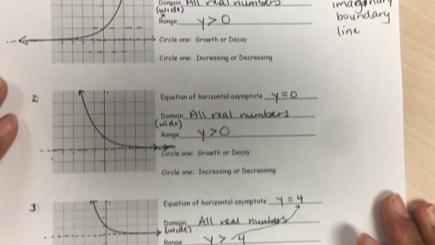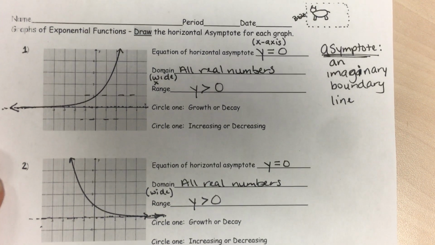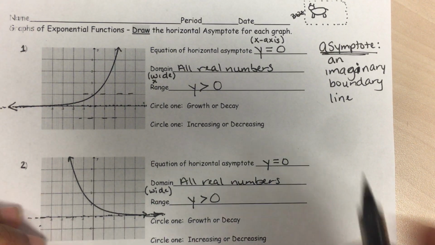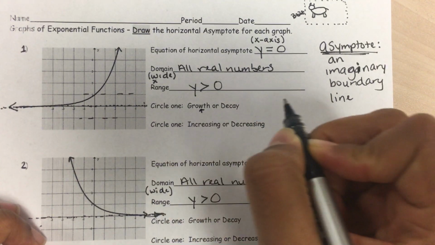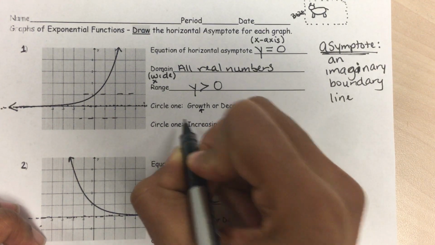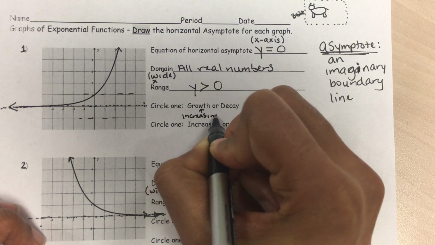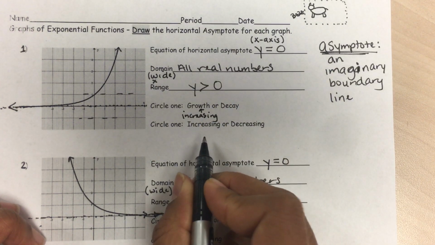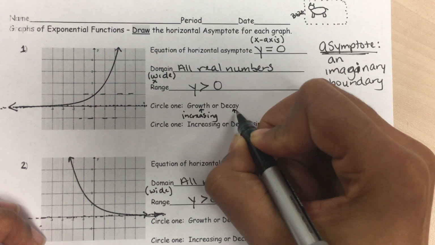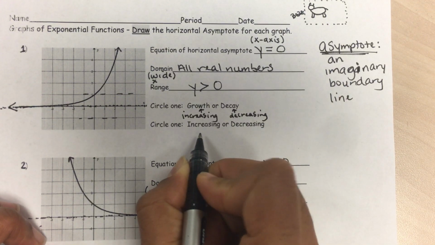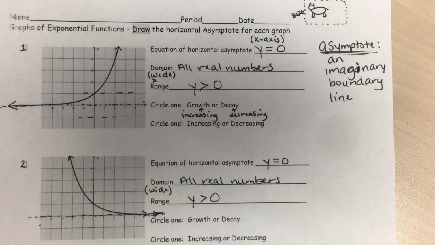Now, let's talk about growth or decay. We all know what growth means. Growth means it's growing, okay? We want to write increasing. Oh my goodness, it says increasing right underneath me. Look at that. Okay, decay means decreasing. So, Miss, what you're saying is you asked us the same question twice?